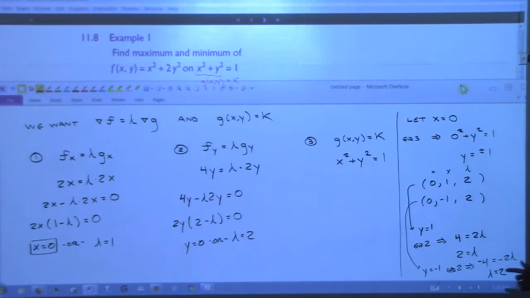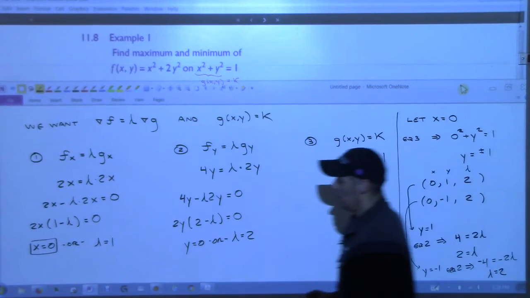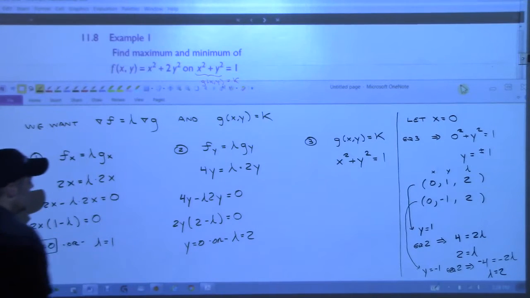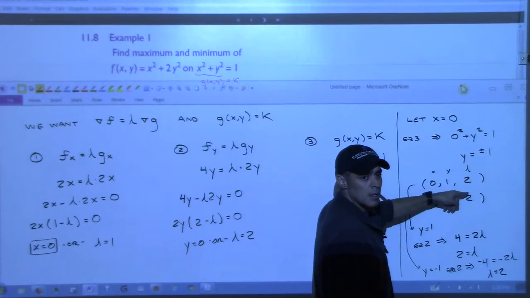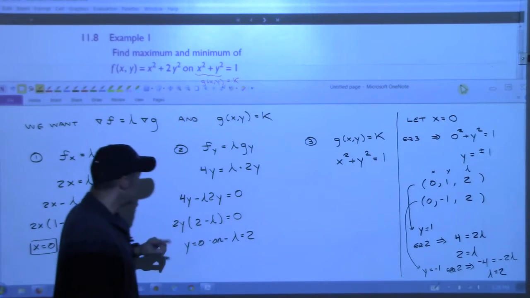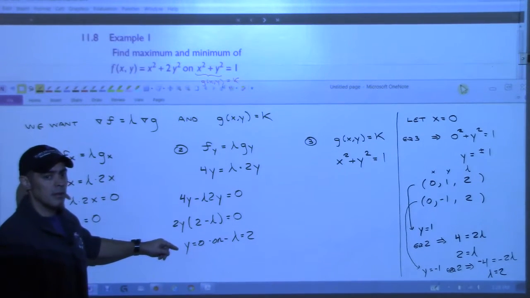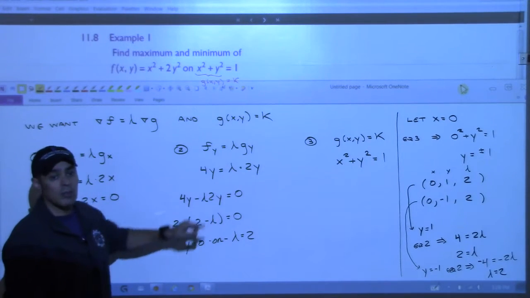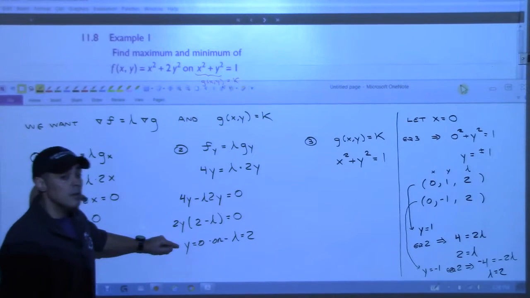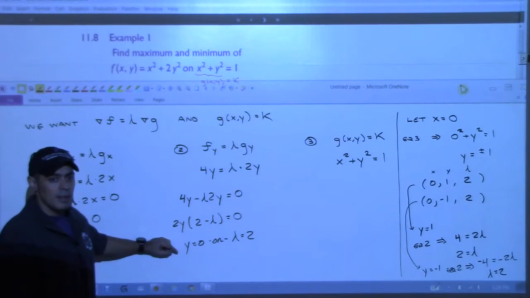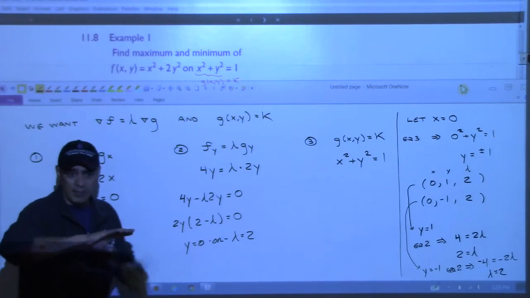Couldn't you also look at where you got y equals 0 or lambda equals 2, and say, since y is not equal to 0 in either case, lambda must be 2 in both cases? Now, why is y not 0? Because it's either 1 or negative 1. Okay, so yes, what you're saying is true.